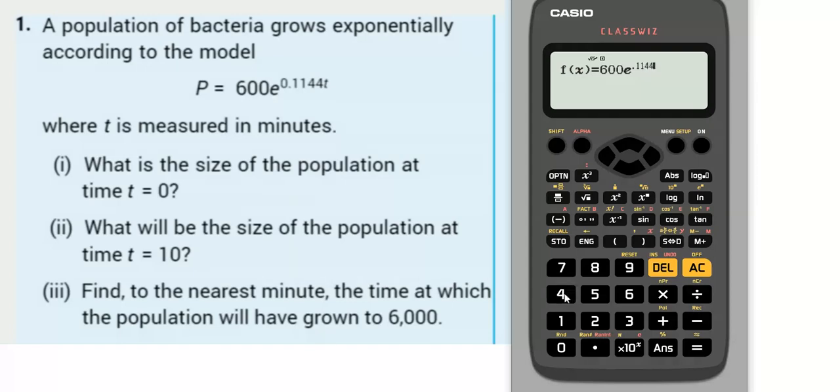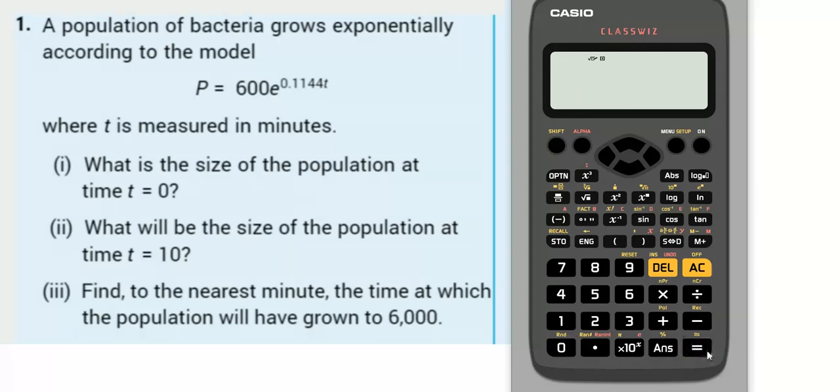0.1144. Only difference is we haven't got an x. Oh, we haven't got a t, so we're going to get an x. Is that okay? So Alpha X. Time, t, is minutes, so time has to start at 0. If we read down, you can see it wants to know what size the population is at 10 seconds, doesn't it? So I'm going to go up to 20 just in case.